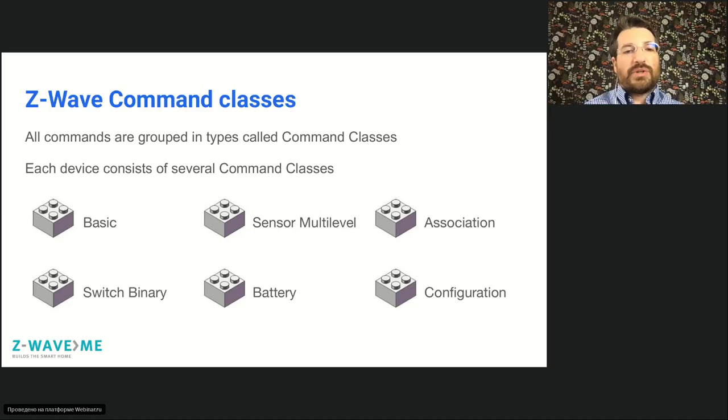For example, a door sensor will send a basic command to a switch, to a dimmer, to a roller shutter, and all of them will interpret it in their specific way. But it's very well described how they do it, depending on the device type, and this helps devices to be interoperable between different brands and different types.